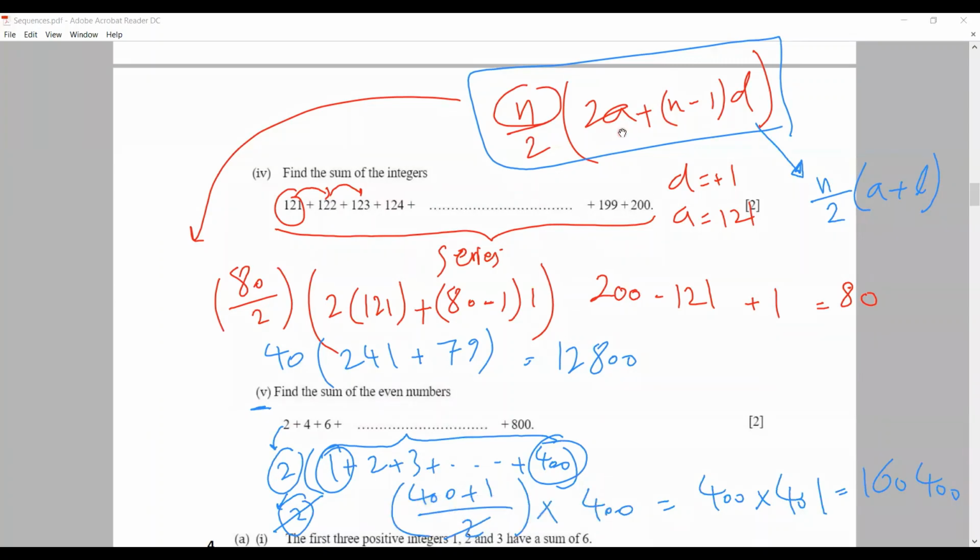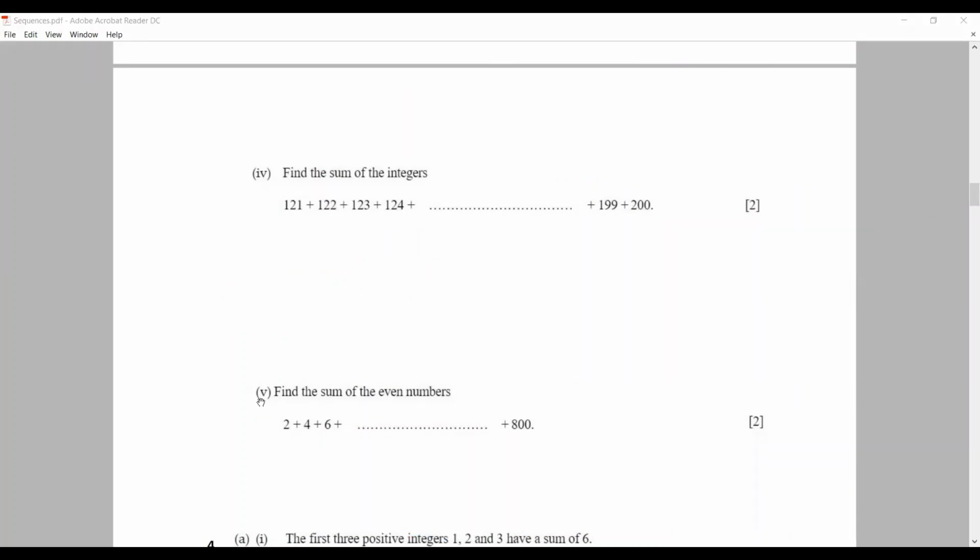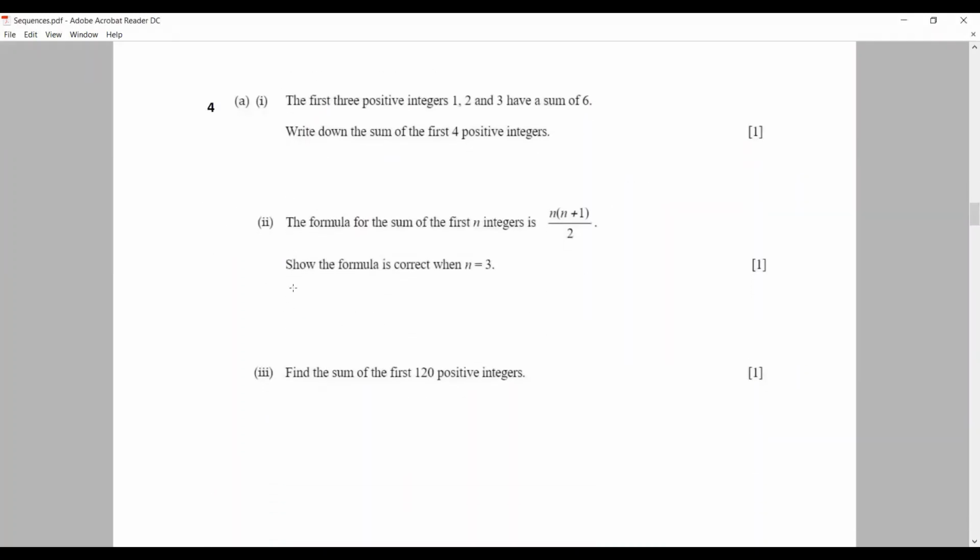It's the same formula, but another version of this formula, and the fact that I factored out number 2 from this series. Okay, so you can give it a try and maybe use the original formula to see whether you get the same answer or not. So moving on to the next question, question number 4.